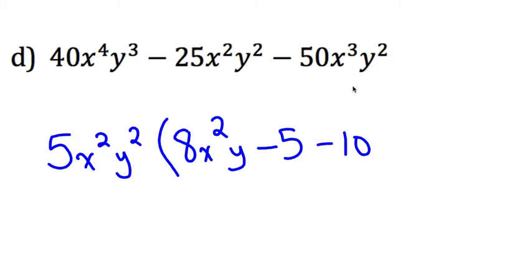I started with x to the 3rd. I took x squared out, so I'm still left with an x. But then I started with a y squared, took y squared out, so no y's left, and there's my final answer.